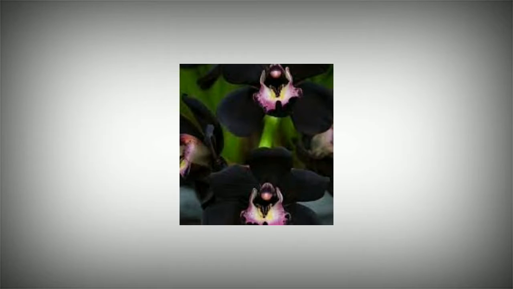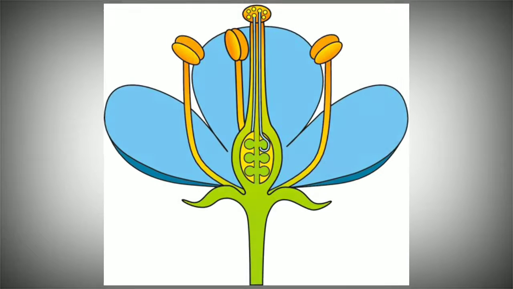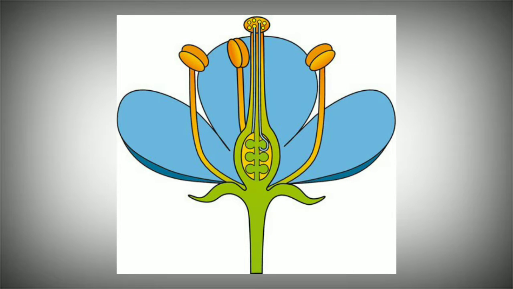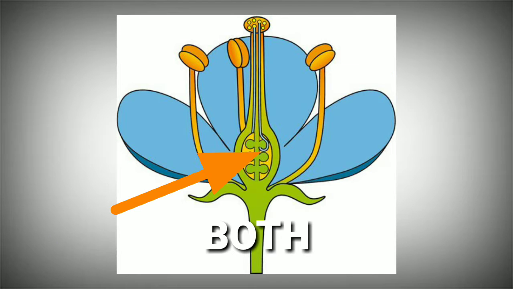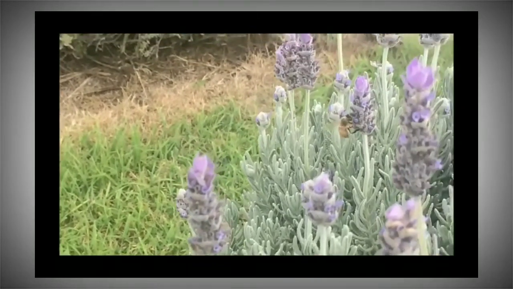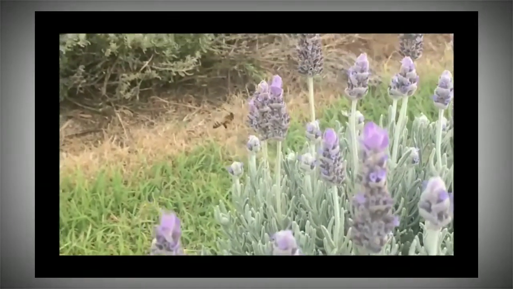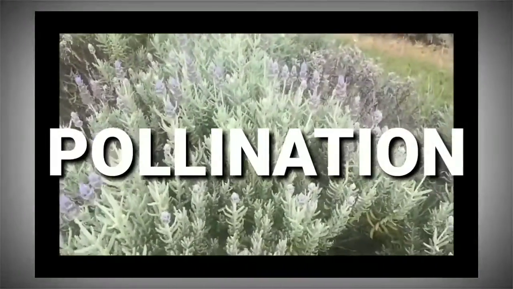Actually, a flower is more than that. The flower is the reproductive structure of plants. It contains the reproductive organs. And most plants contain both male and female reproductive organs. For those kinds of plants, they can reproduce by passing pollen from flower to flower. This process is called pollination.